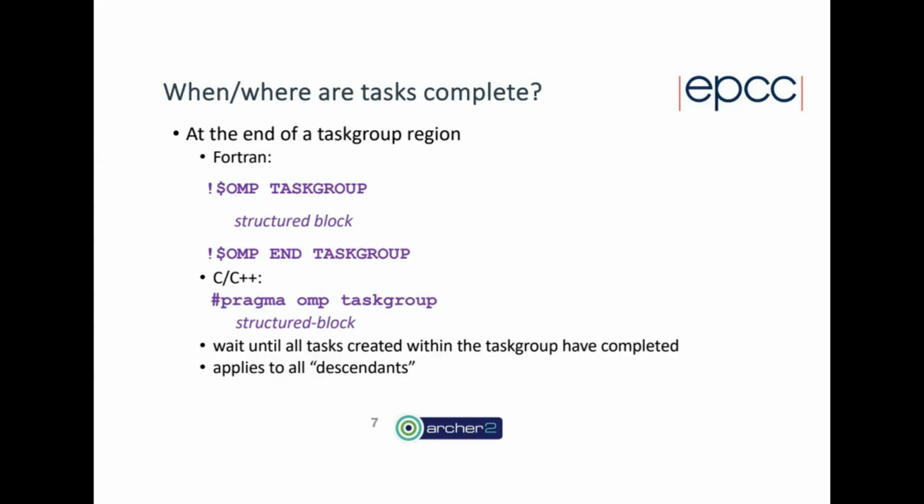There's also another way of doing this, which is the task group. This does have a structured block of code associated with it. In Fortran it looks like task group and end task group, or in C and C++ hash pragma OMP task group and a structured block. The end of the task group will wait until all the tasks that have been created within that block of code have completed. And this is a deep wait, so this actually does apply to all the descendant tasks.